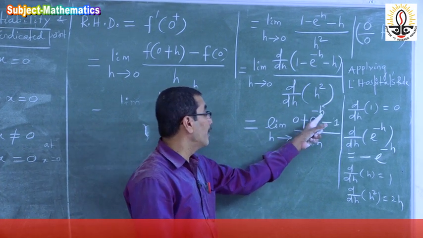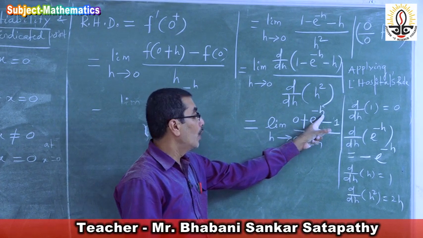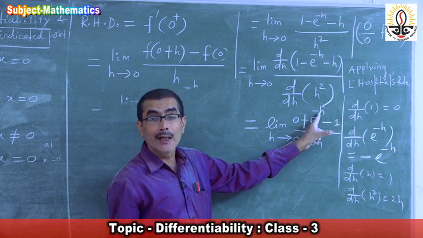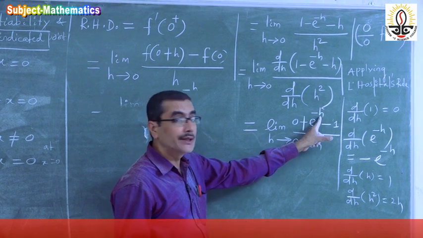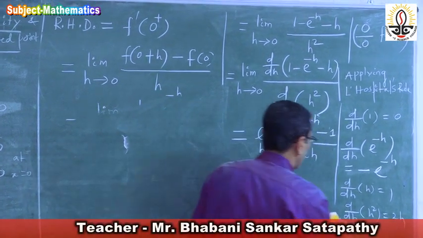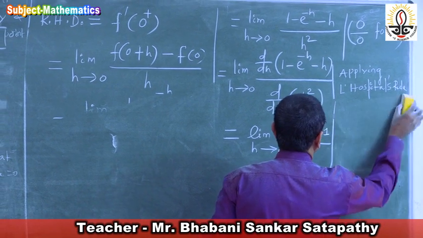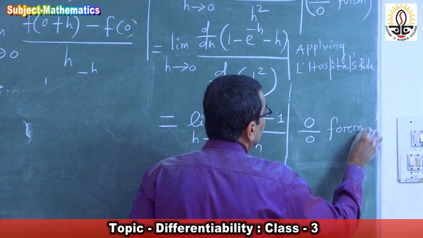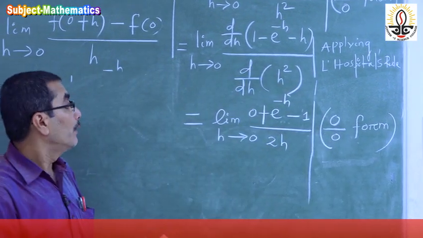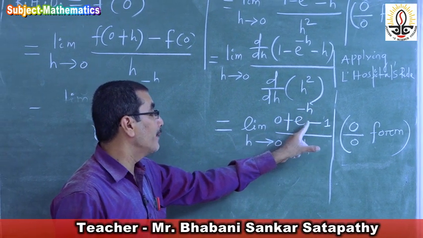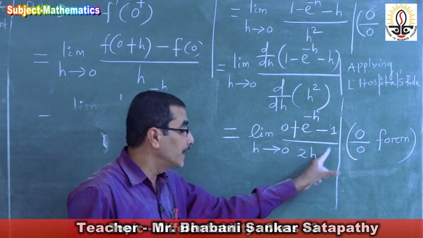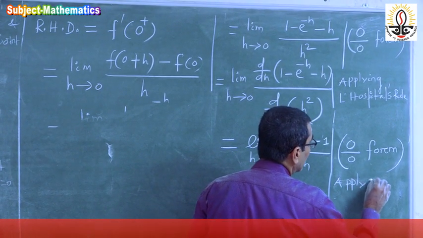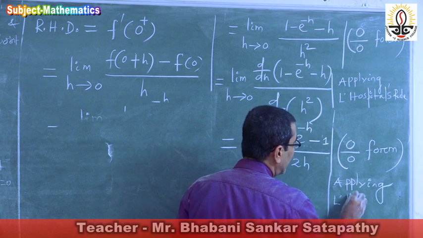Again you put h equal to 0 in place of h. So this result will be e to the power minus 0, which means 1. Again this is in 0 by 0 form, because 1 minus 1 is 0, and 2 into 0 is 0. So again you will apply L'Hopital's rule, and this one is easier.